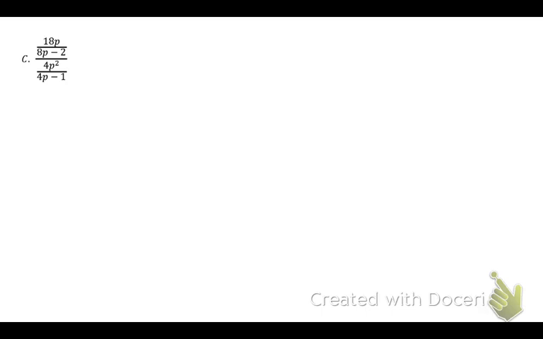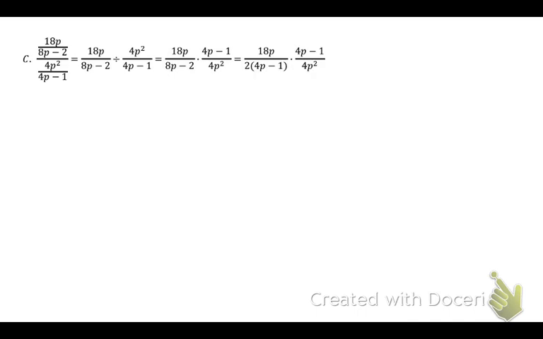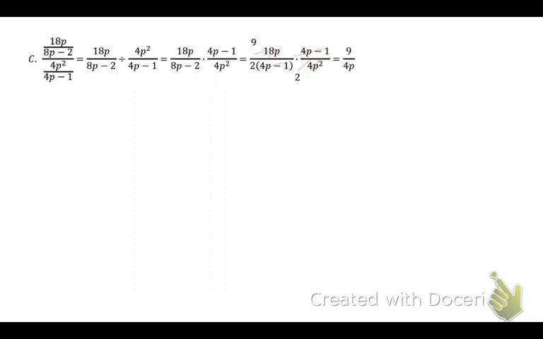Okay, we're getting a little bit more complicated, not much though. Let's write this as a division problem. So we have 18p over 8p minus 2 divided by 4p squared over 4p minus 1. Flip that second fraction and multiply. Then I'm going to factor everything, so I can factor out a 2 right there. 2 goes into both of those. 2 goes into 18 9 times. 2 goes into 4 twice. That p will cancel with one of those p's, and then those cancel right there. And I'm left with 9 over 4p.